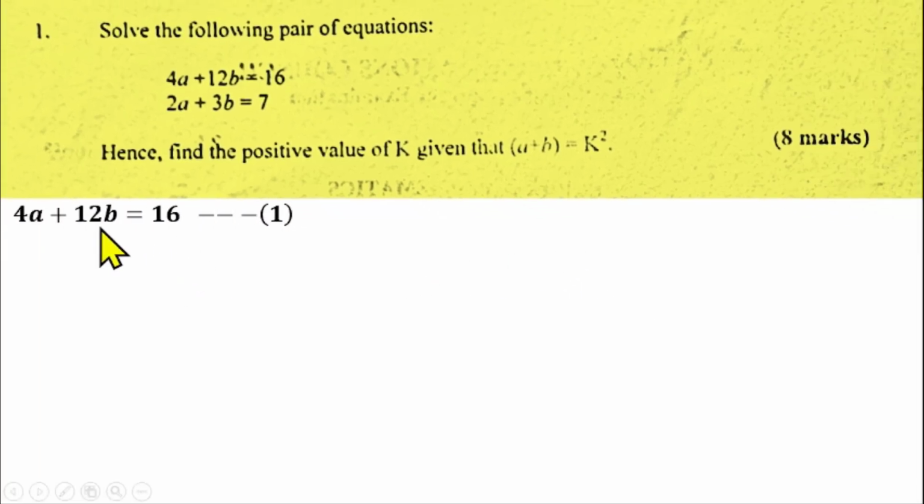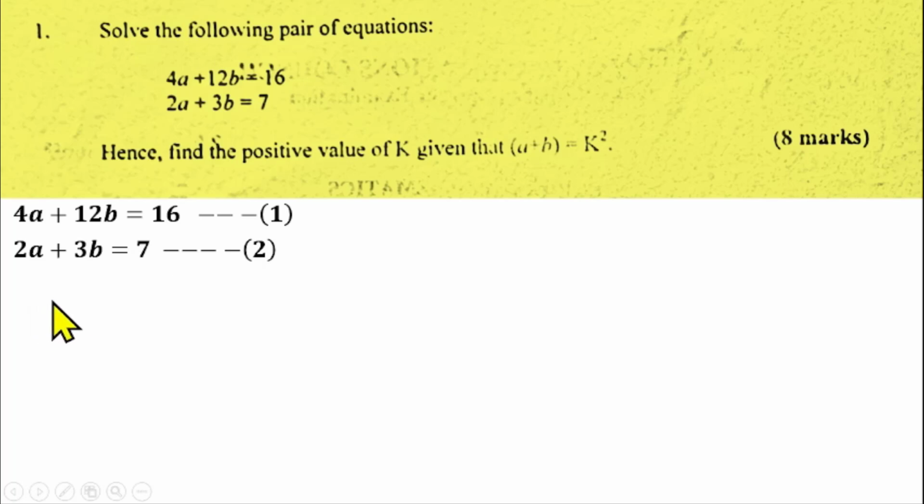So the first equation is 4a plus 12b equals 16, and the second equation is 2a plus 3b equals 7. And that means we need to find the values of a and b here, and the only way we can solve this is to solve them simultaneously, because these are two linear equations. You can use any method. You can use elimination, or you can use the substitution method also.